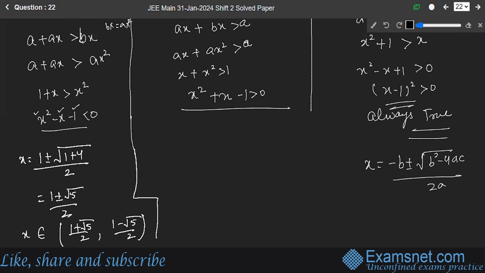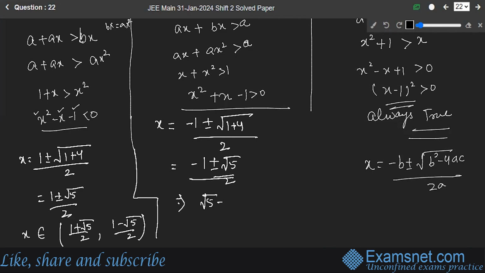Now, similarly, let's move to the second one. Here, again, you have x is equal to minus 1 plus minus root of 1 minus 4 into minus 1, this will be plus 4, divided by 2. So this is equal to minus 1 plus minus root 5 upon 2. So the two values can be root 5 minus 1 upon 2, and the second one will be minus root 5 minus 1 upon 2, because you are having an inequality over here. So this can be written as root 5 plus 1 upon 2, the positive one.